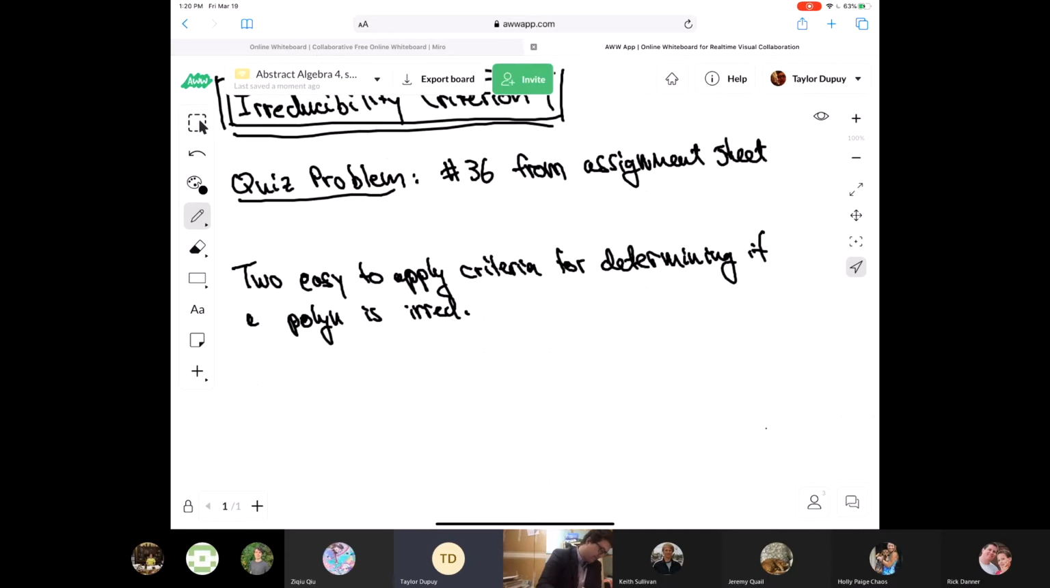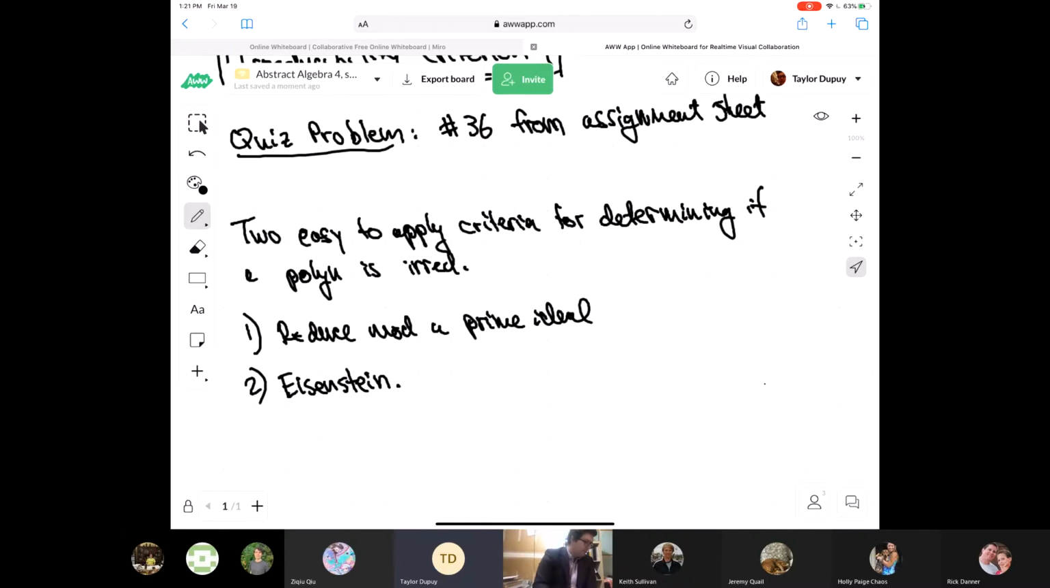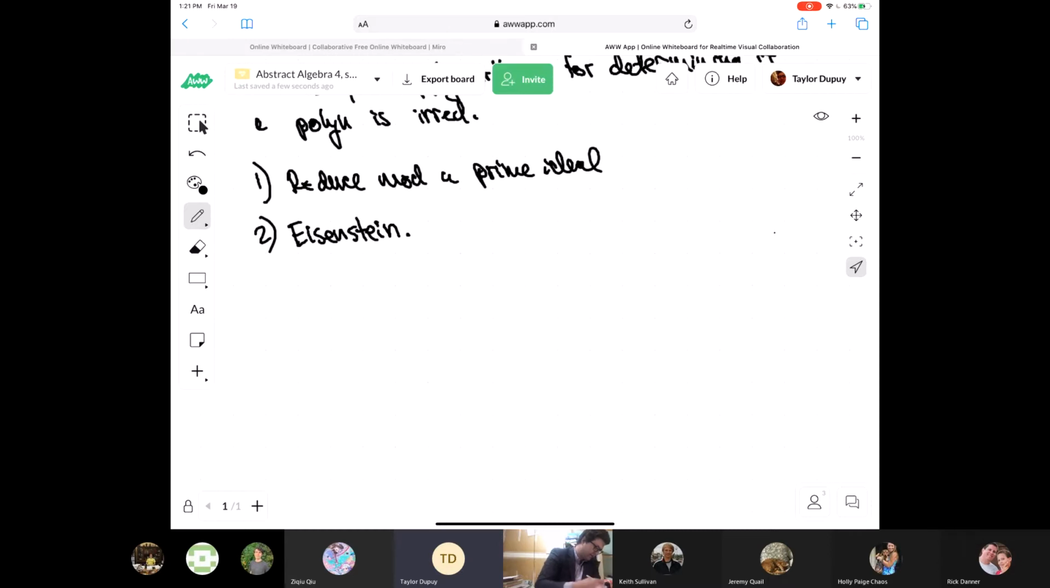Okay, the first one is testing mod a prime ideal. So the first one is reduce mod a prime ideal. And the second one is this thing called the Eisenstein Irreducibility Criteria. Okay, so let's do this first one so it's easier. This is maybe a non-standard name, but we could call it a reduction test.